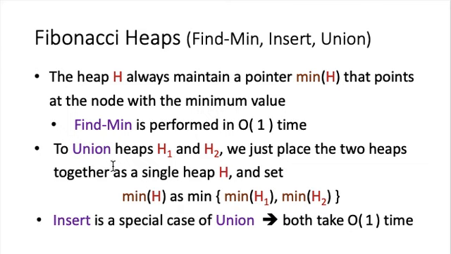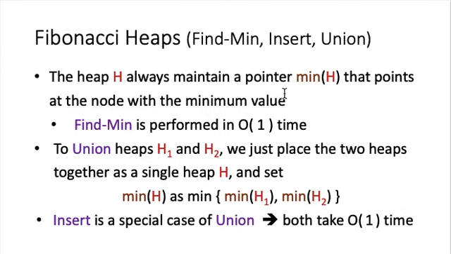Now, how do we do union? When we have two Fibonacci heaps, h1 and h2, we just need to place the two heaps together as if it is a single heap and update the minimum pointer. Previously, you have the minimum pointer for h1 and the minimum pointer for h2, and we just find out which one has a smaller value, and then we update the minimum pointer for the combined heap to be the one that is pointing at the smaller value. And insert, as in the case for binomial heap, is a special case of union.